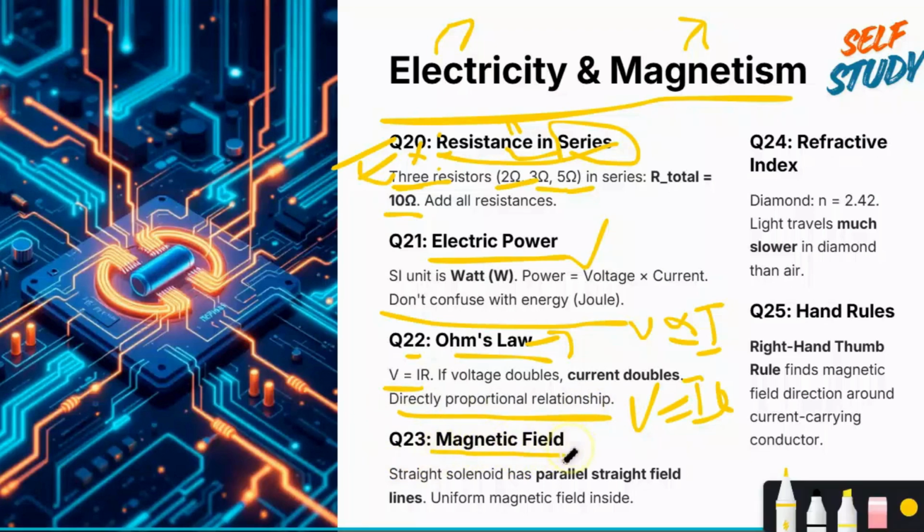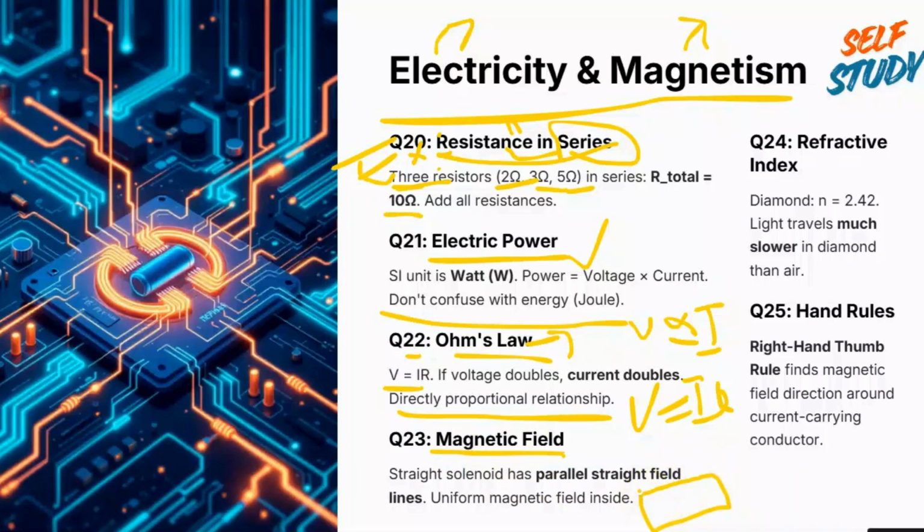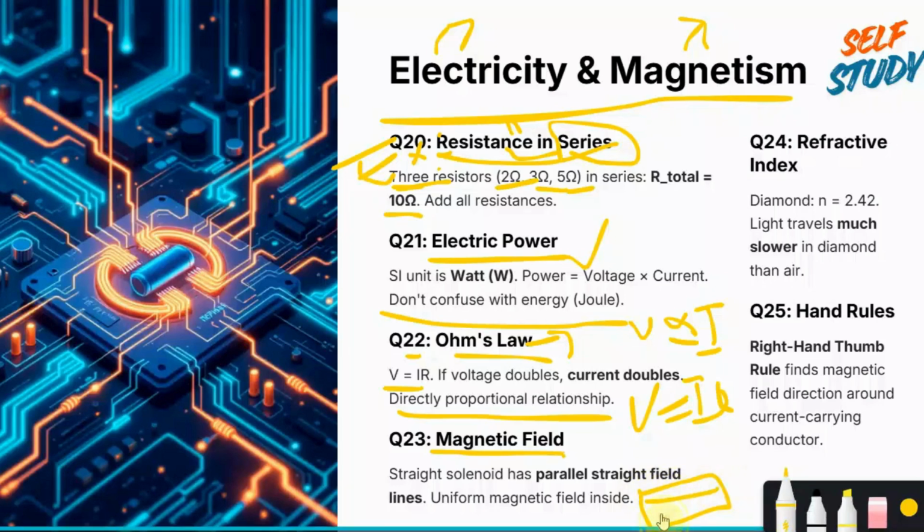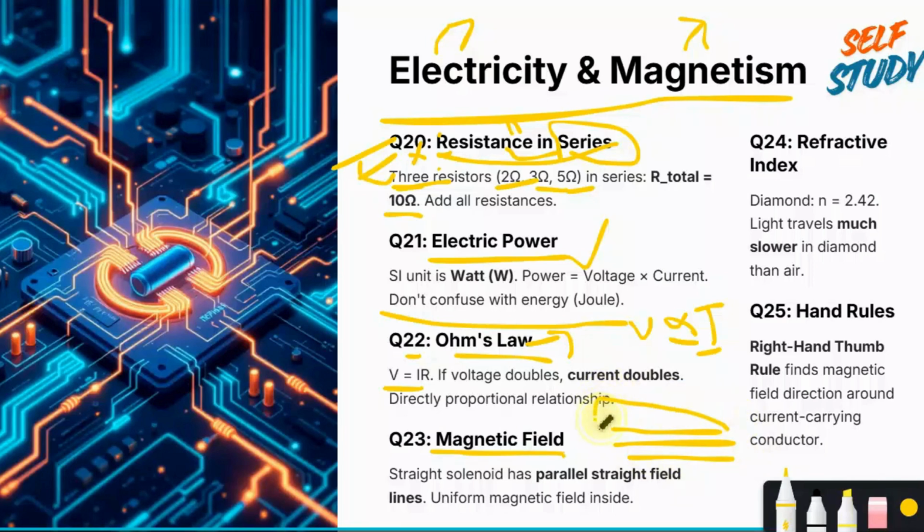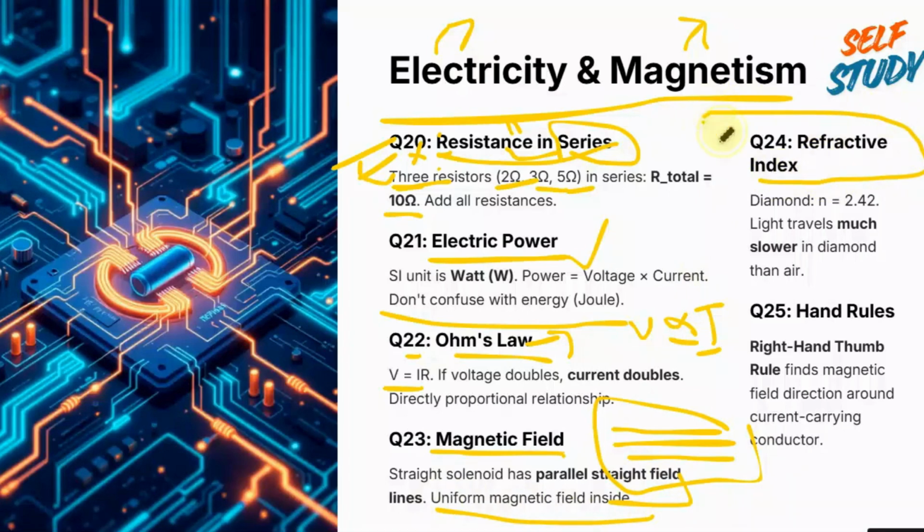Okay. Next, magnetic field. What is a magnetic field? Straight solenoid has a magnetic field. Here the most important point is that inside a solenoid there is a uniform magnetic field. Generally, uniform magnetic fields are represented by parallel lines like this. If this is there, it is known as uniform magnetic field lines, right? Uniform magnetic lines.